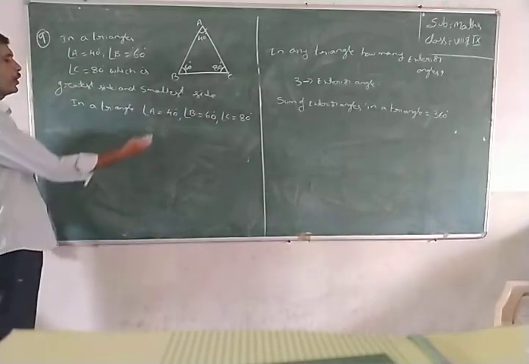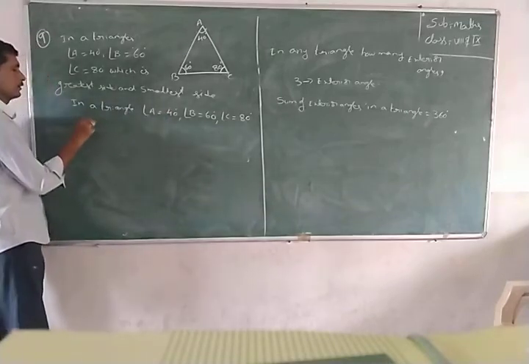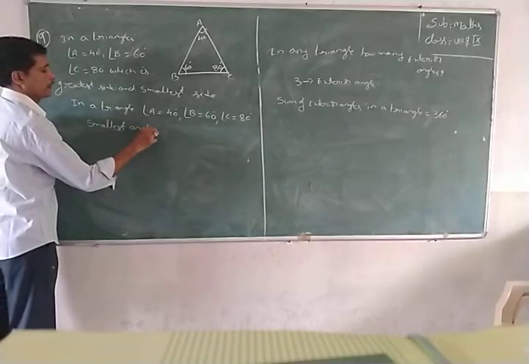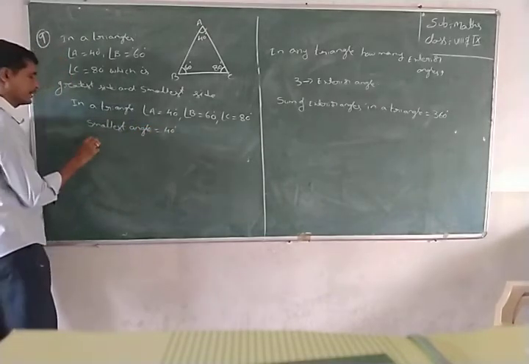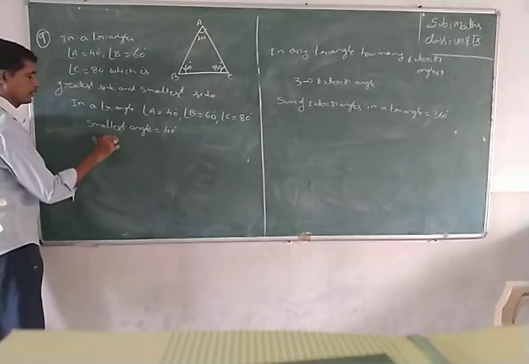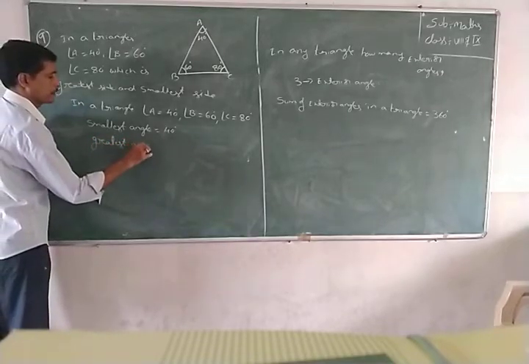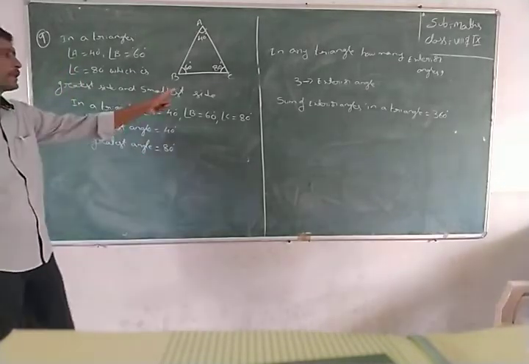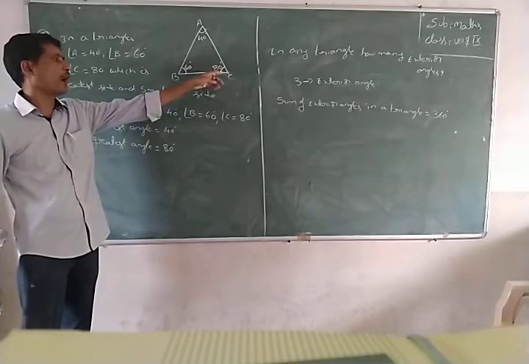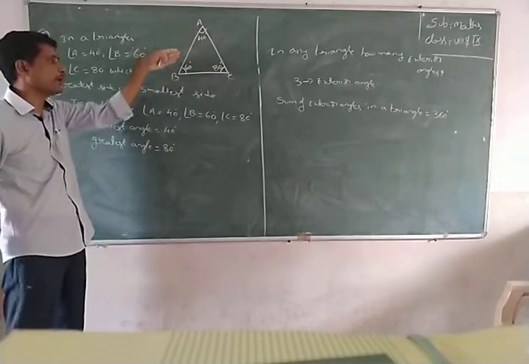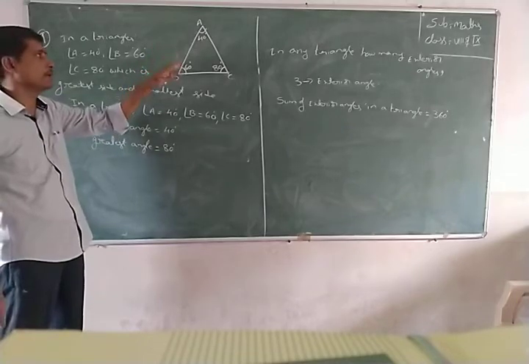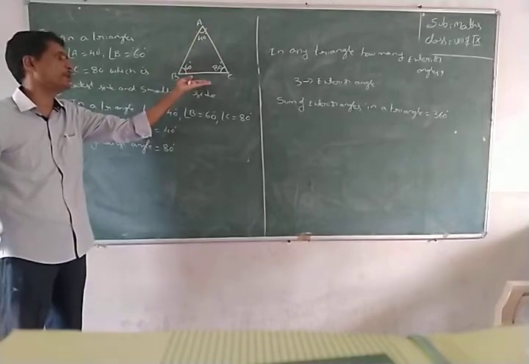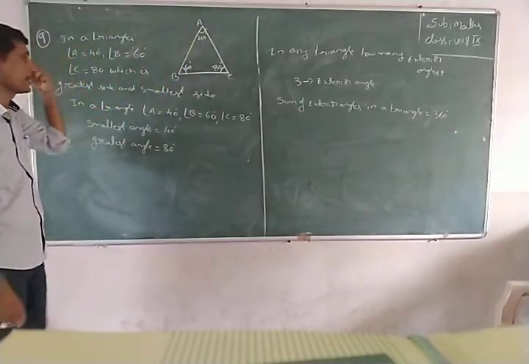You know, here the smallest angle is 40 degrees, and the greatest angle is 80 degrees. Here the greatest angle is angle C. Angle C's opposite side, which side is there? That is AB. Therefore, that is the greatest side. Next, here the smallest angle is 40. The smallest angle's opposite side, which one is there? That is BC. Therefore, BC is the smallest side.